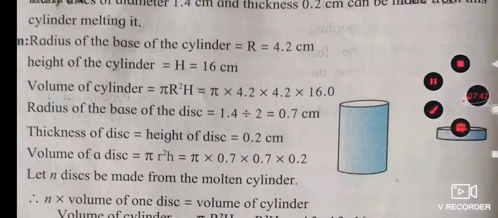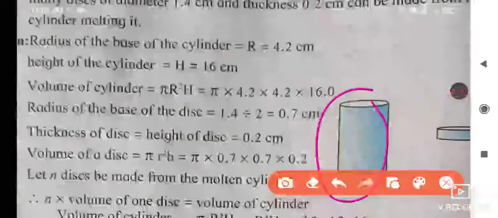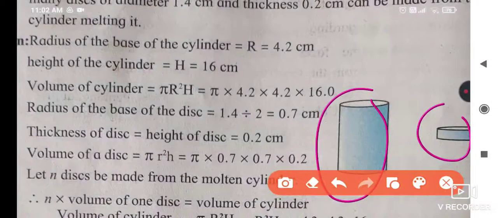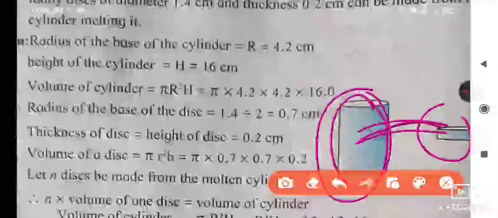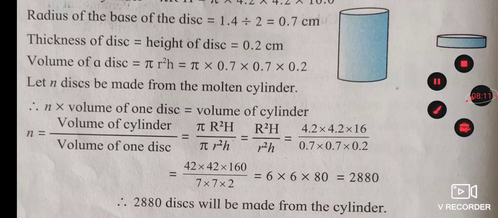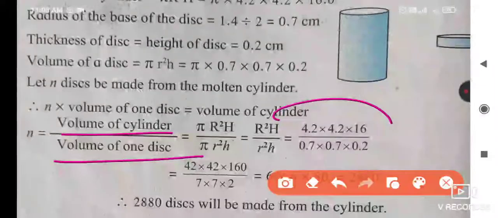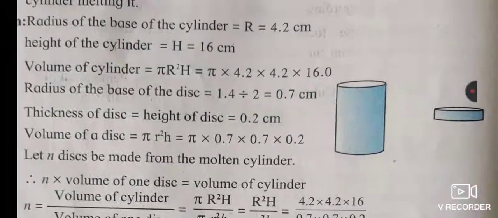Whenever you are solving this type of example, as I told you before, we divide the volume of the cylinder by the volume of one disc. The total volume of the discs and the volume of the cylinder will be the same, because we are melting this cylinder and making the discs from it. So the first step, as I told you, is to divide the volume of the cylinder by the volume of a disc, then you will get the required answer. So let's solve the example.